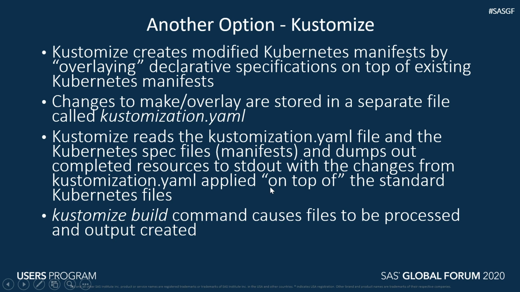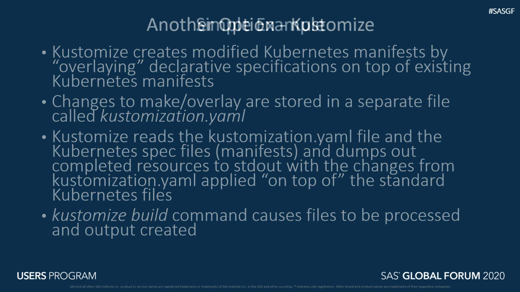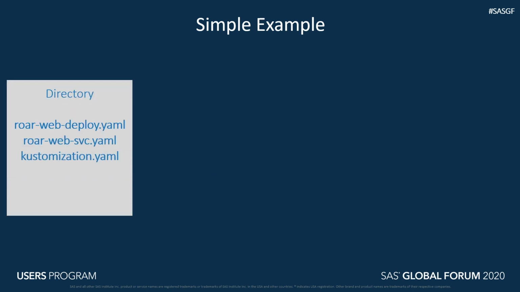The output in this case would be the resulting YAML that we would feed into kubectl apply for the cluster out there, which would be starting with our base specifications, and then the overlays on top of those. Simple example here. Let's suppose we have a couple of directories, a little application I use, a deployment and a service, and a customization.yaml.